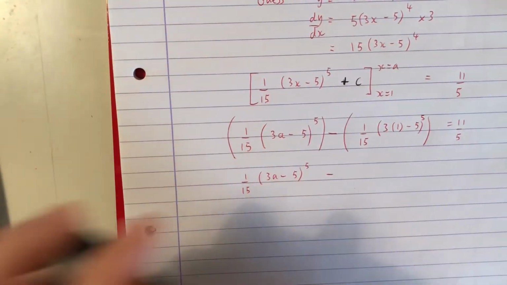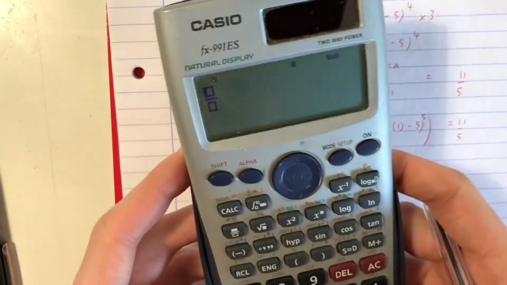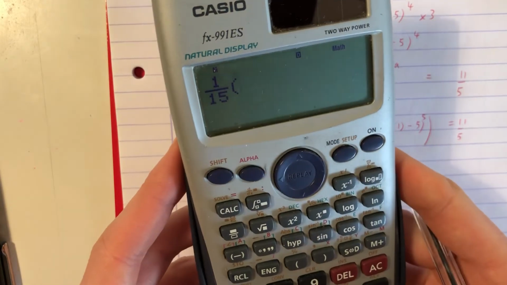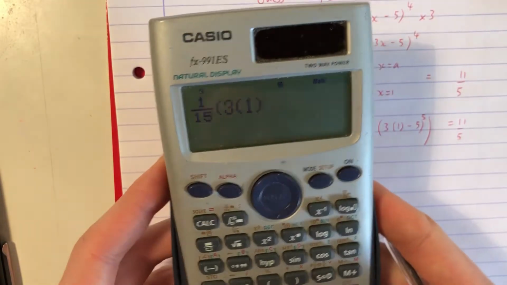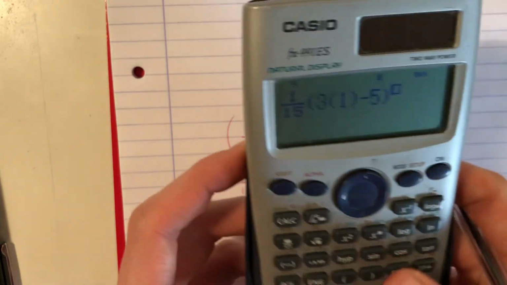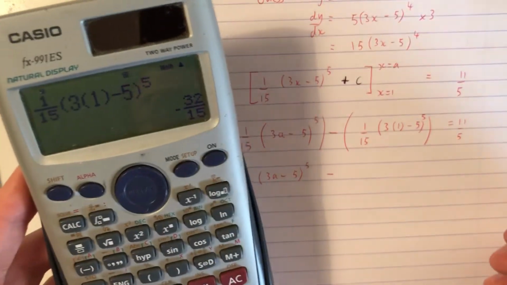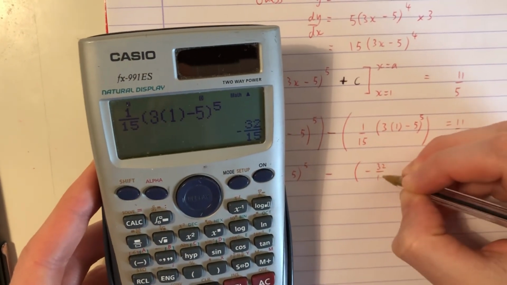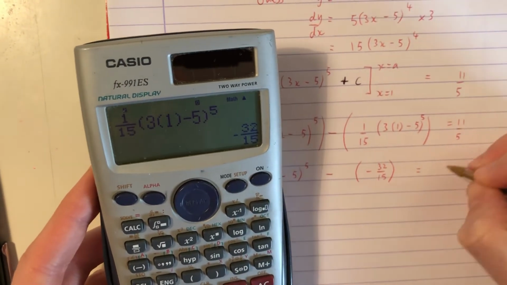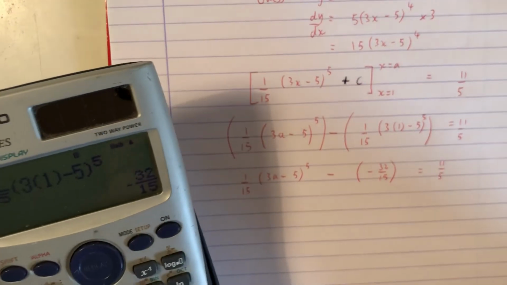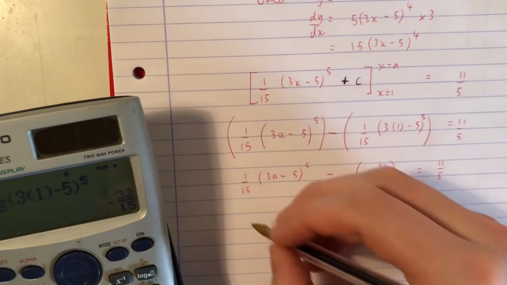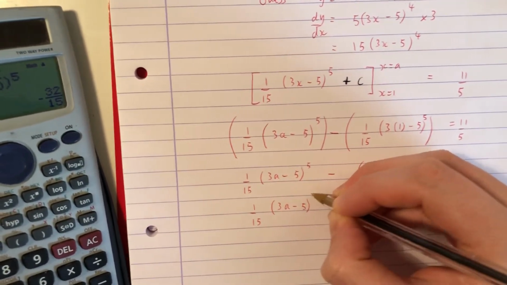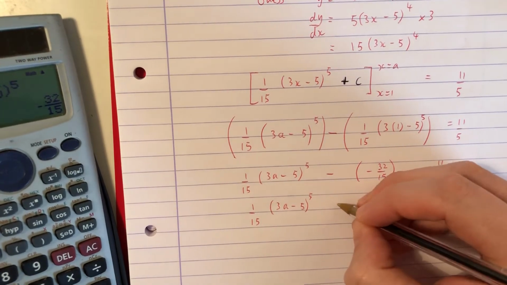So we are subtracting 1/15, brackets 3 ones subtract 5 to the power of 5, which is subtracting minus 32 over 15, and that's equal to 11 over 5. Simplify. Subtracting a negative, same as addition.